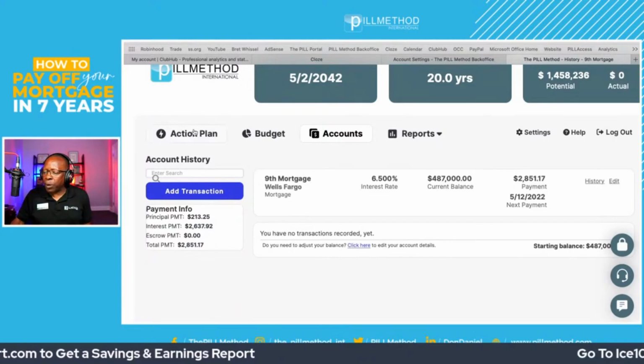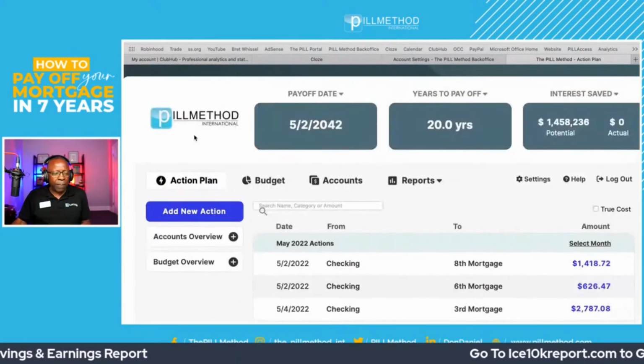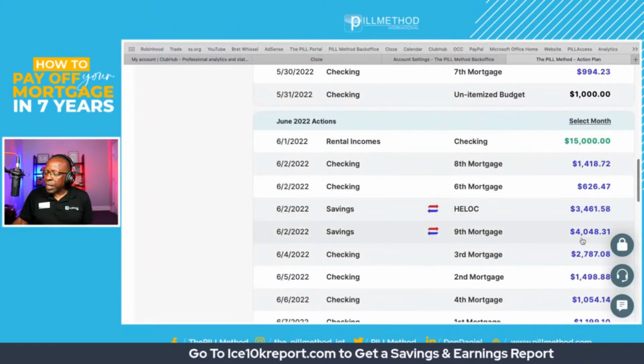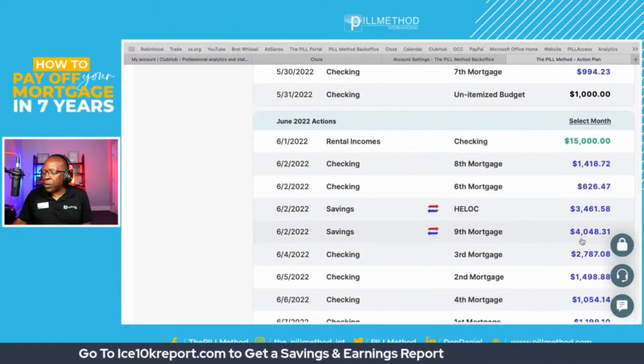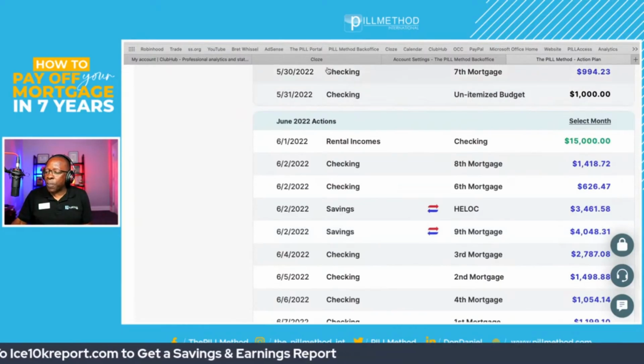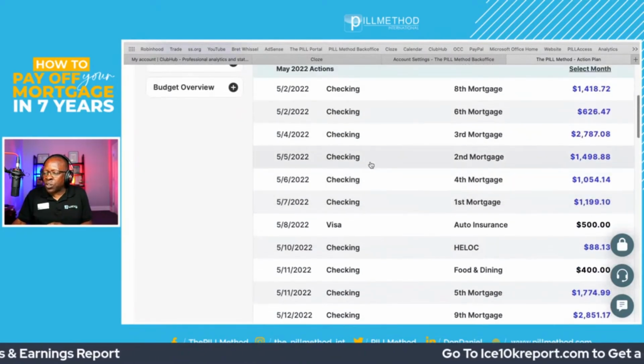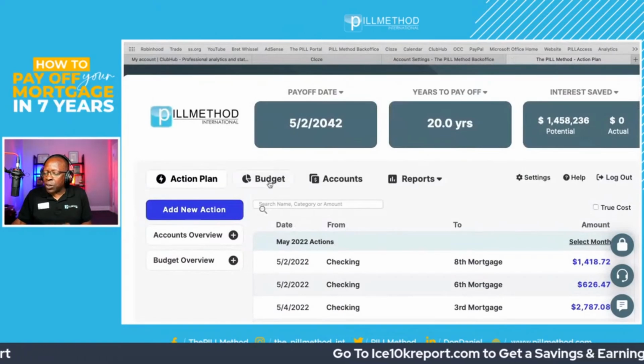Now, remember, I'm going to go back to the action plan right quick so that you can see it again. Here's what the program is asking them to do. Take $4,048.31 and place it on principal. So I want to show you basically how all of that looks. So $4,048. I'm going to put a calculator on the screen so you can also see it.